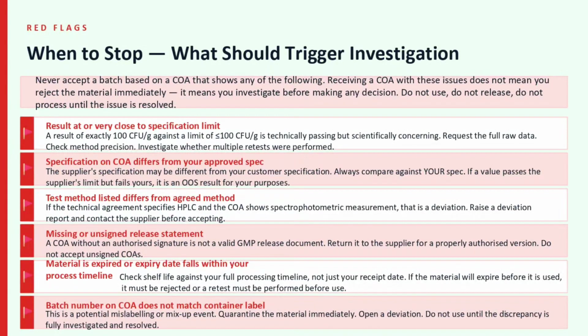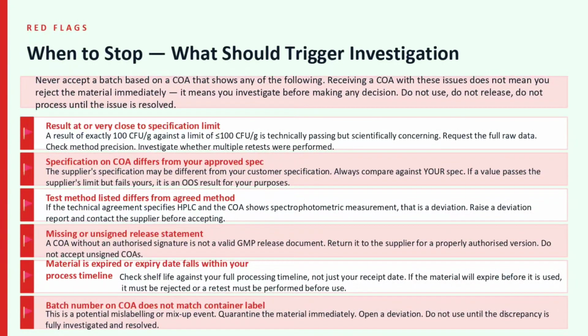Red flag number 3. The test method listed differs from the method agreed in your technical agreement. If you agreed on a specific pharmacopoeial method and the COA references a different method, do not accept until the supplier justifies the deviation and you have reviewed whether the alternative method is equivalent. Red flag number 4. A missing or unsigned release statement. Return the COA to the supplier. Do not accept the batch until a properly authorized version is received.